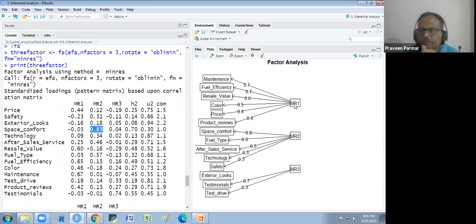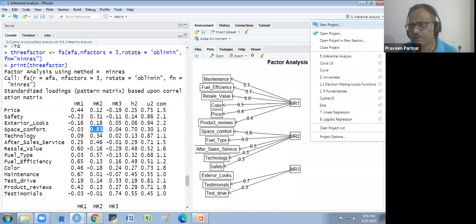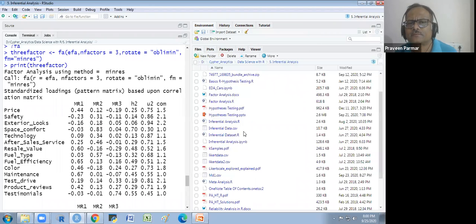Let me explain. I have one more, but I have not taken the factor analysis by this method. I have hypothetically taken the factors. Okay, I have one.